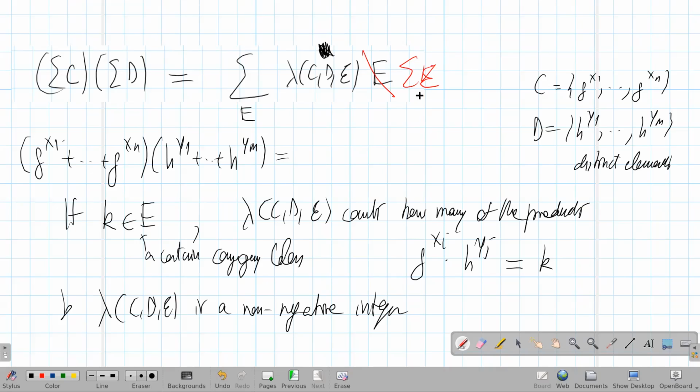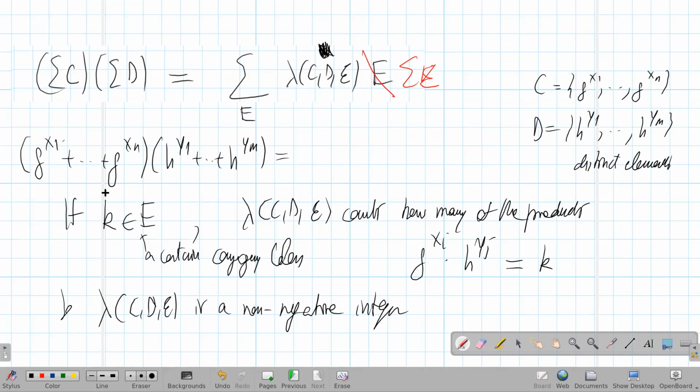So if a certain conjugacy class appears here, and K is an element that appears here, it means that it has appeared as a product of an element here and an element here. And so this thing is counting how many of these products equal K. And it has to be a non-negative integer, because either you don't get K, and so the class E does not appear, or it occurs in a natural number of ways, in certain products.